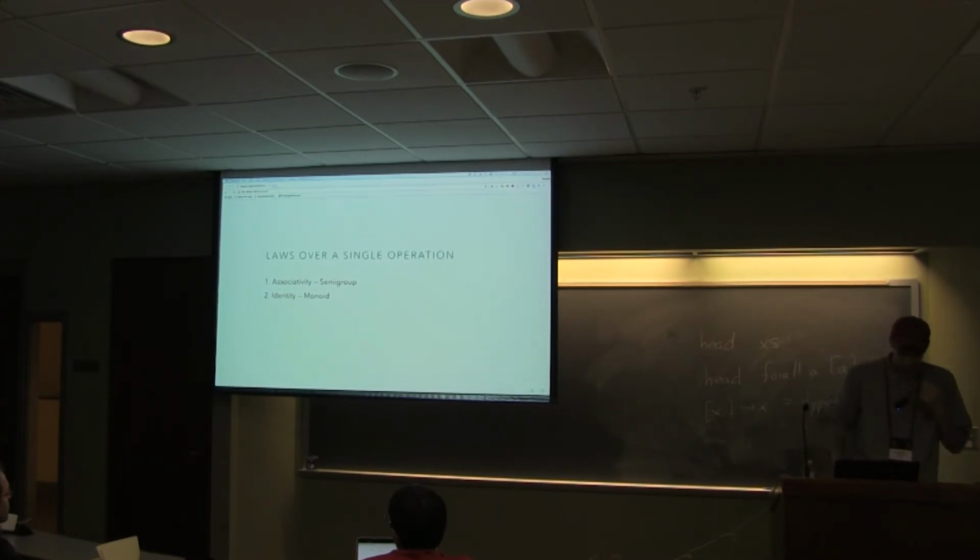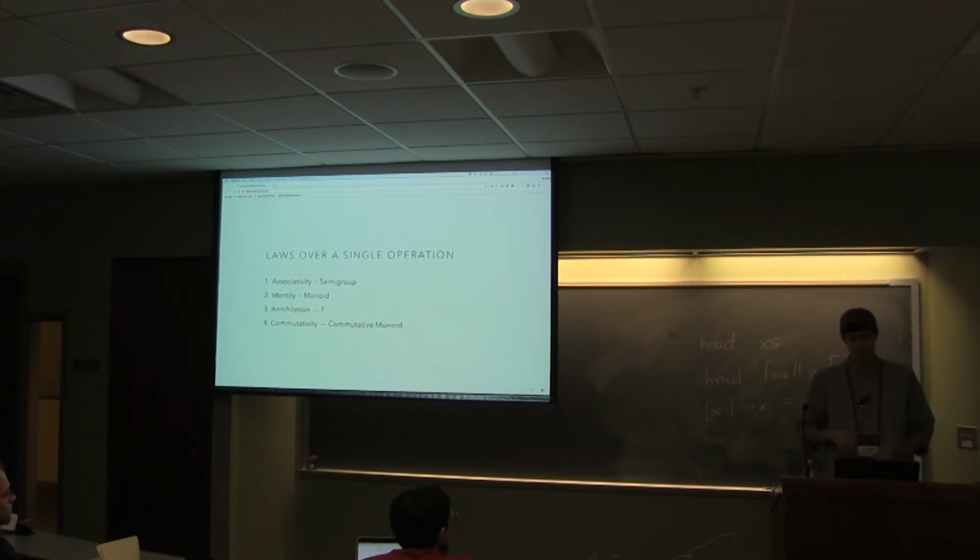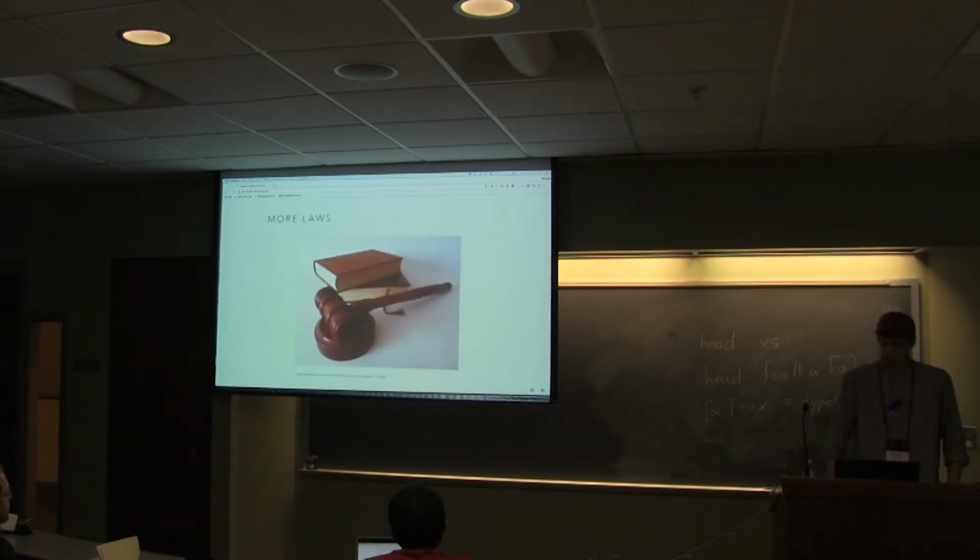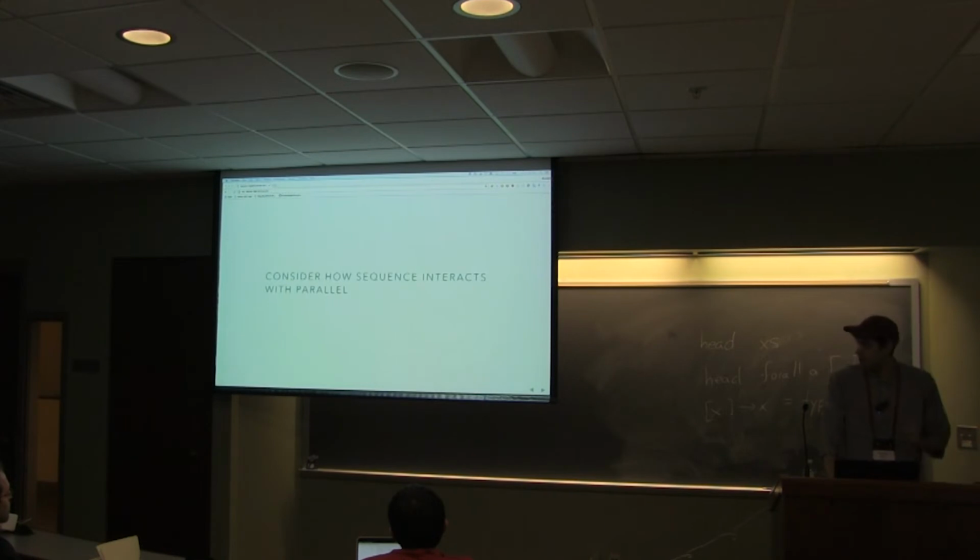And that's cool. Annihilation, we didn't talk about the structure, but what this lets you do is it lets you erase information. And then commutativity gives you a commutative monoid. And I didn't talk about this, but not having to care about the order gives you more ways to solve the problems. There are more laws over a single operation, such as idempotence, but we don't have time for that. There is one more thing I want to think about, though, which is to consider how sequence interacts with parallel. Whenever you have two operations going on, you want to know how they interact with each other.